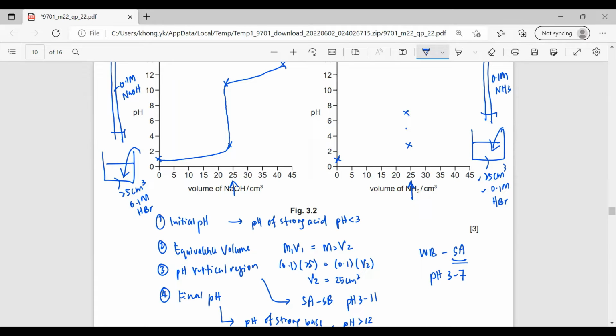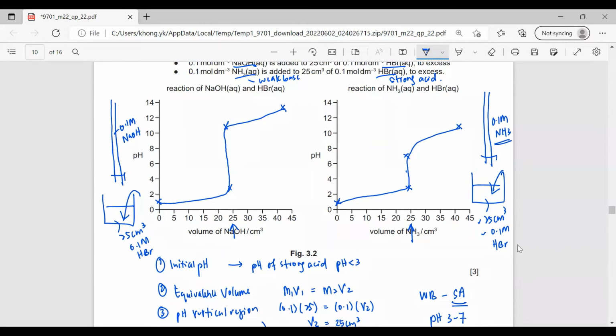Then the final pH is for ammonia, so it is a pH of a weak base. Normally the pH of a weak base will be less than 12, somewhere around pH 10 to 11. So I will mark it around pH 10 to 11, around here. Then I'll join the points together to get my sigmoid shape curve. So this will be the shape of the titration curve.